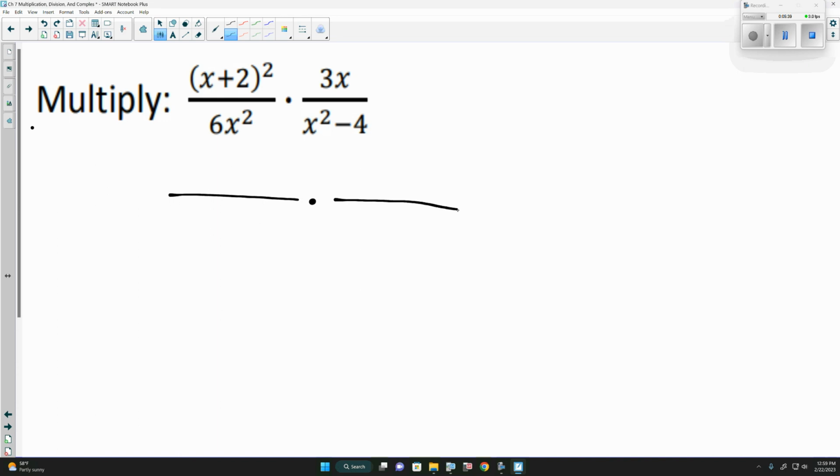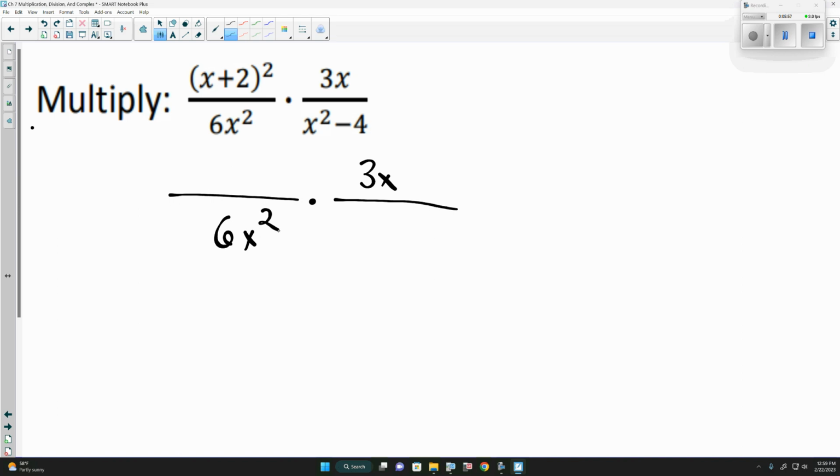Now looking at this one here, the 3x and 6x squared are as simplified as they get. One of the giveaways is that they are monomials, they're single terms. There's nothing we can do to them. We don't have addition or subtraction.